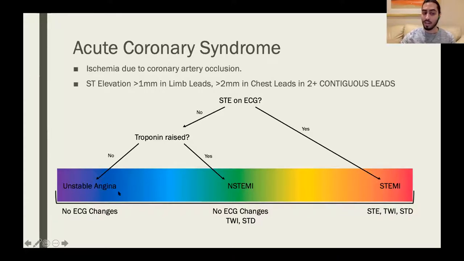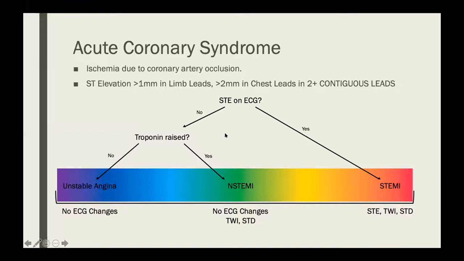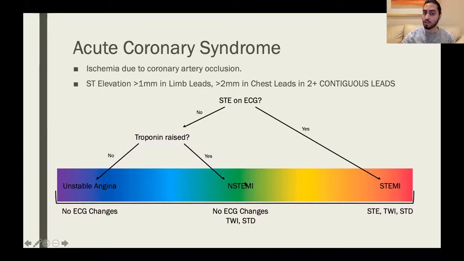Okay, so unstable angina would be when you have chest pain at rest, but you have no ECG changes and your troponin is normal. So NSTEMIs would be also no ECG changes or some signs of ischemia, but no ST elevation and a raised troponin. And then a STEMI is the full shebang. You've got your ST elevation, you've got your raised troponin.